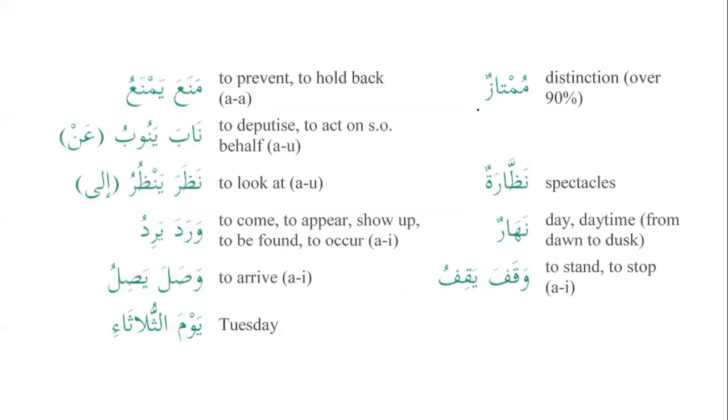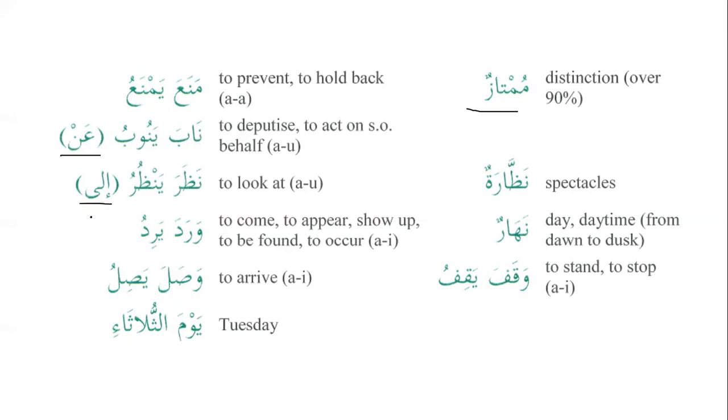Mumtazun, distinction, over 90%. Naba yanubu, and it comes with the preposition of an, to deputize, to act on someone's behalf. Naba yanubu, what is the masdar? Niyabatan. Niyabatan anni, yani on behalf of me. So if you want to tell someone to do this on behalf of me, then niyabatan anni.